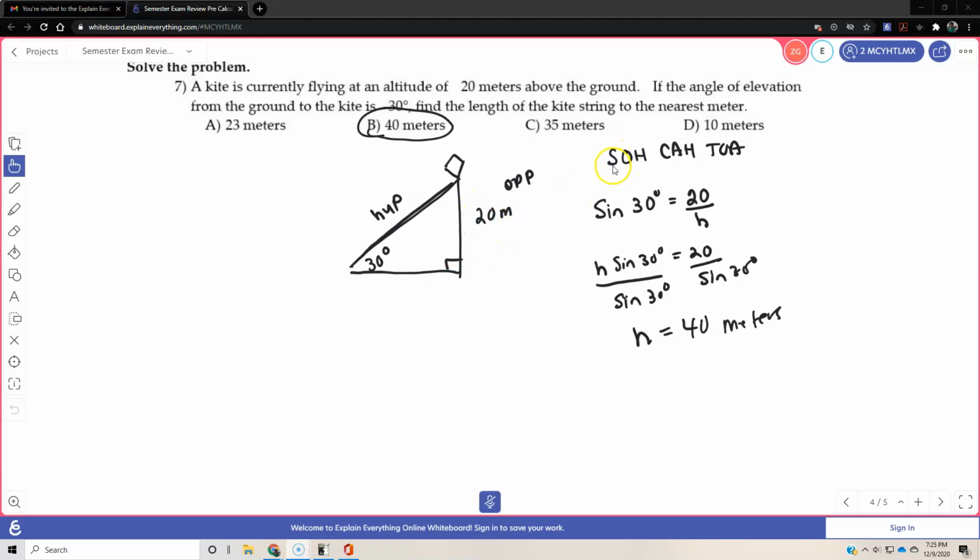You would write down your mnemonic statement, so, ka, toa. We know we have sine of 30, opposite, which is 20, over the hypotenuse, which is h. So what do we get? You cross multiply. I apologize, it's going to be h times the sine of 30 is equal to 20. Since you cross multiply, then you have to divide by the sine of 30 and you get 40 meters. So your answer is B.